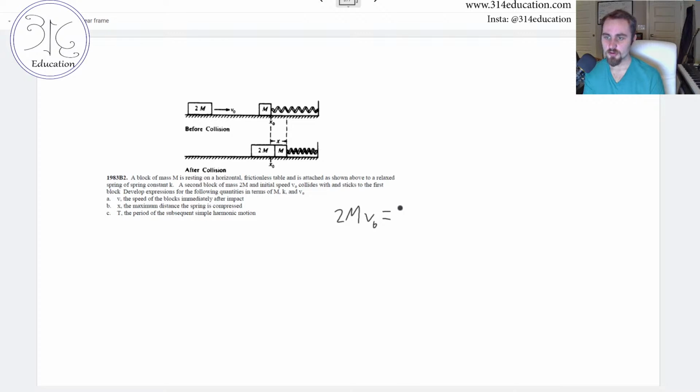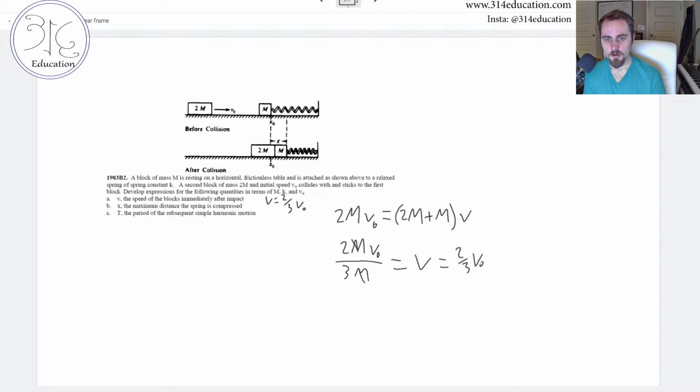But after the collision, we see both masses moving together, so with a combined mass, will travel at some velocity, not v naught, v final, which we'll just call V because that's what they're looking for. And so that gives us 2m v naught over 3m, which is just 2m plus m, is equal to V. And so the m's cancel, giving us V is equal to 2/3 of that initial velocity.